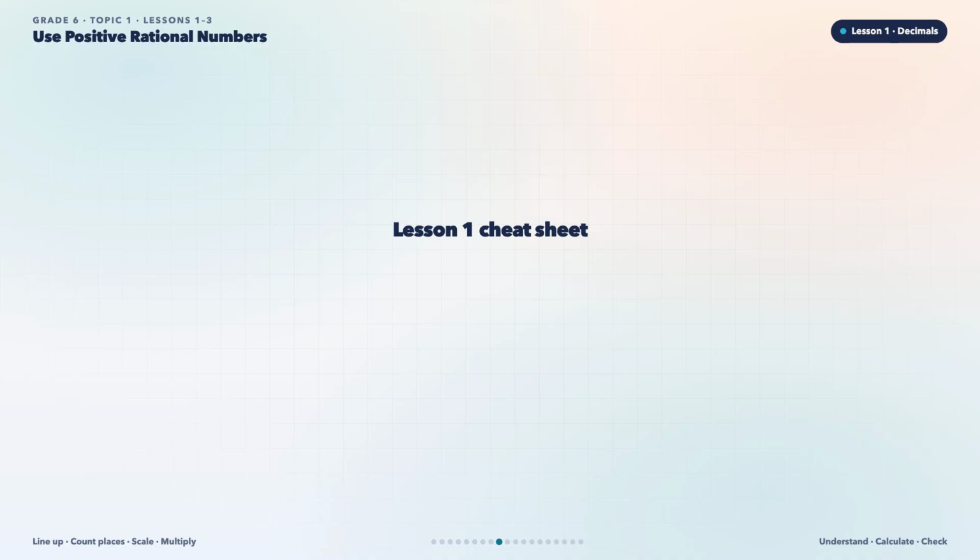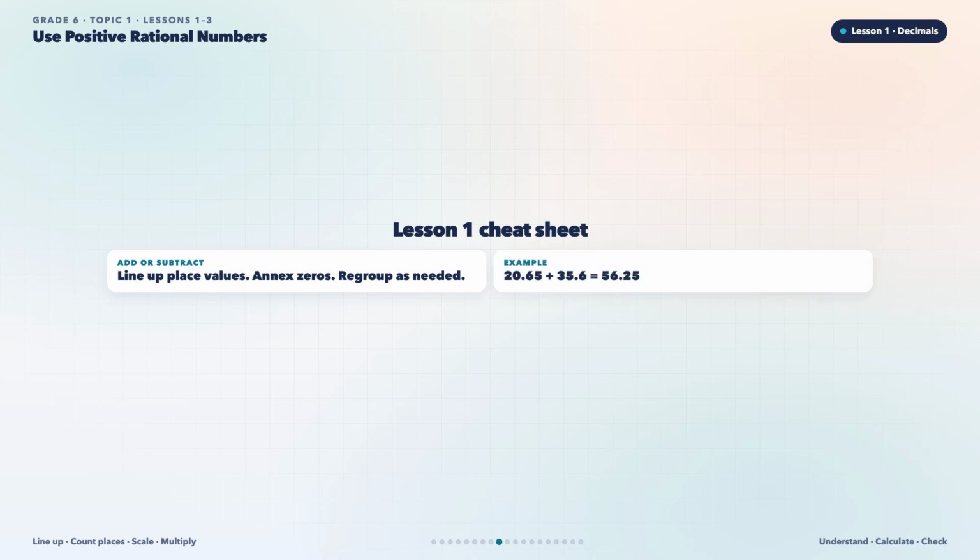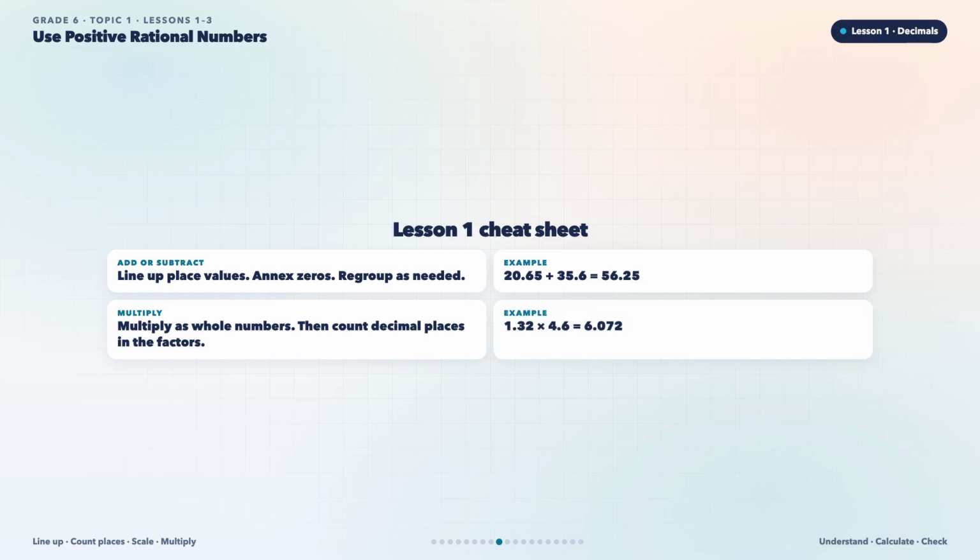Here's the cheat sheet for decimals. To add or subtract, line up place values. Annex zeros if you need them, then add or subtract. Regroup as needed. To multiply, multiply as whole numbers, then count the total decimal places in the factors, and put that many places in the product.